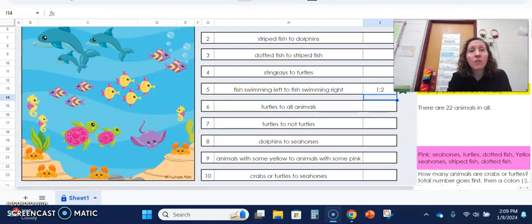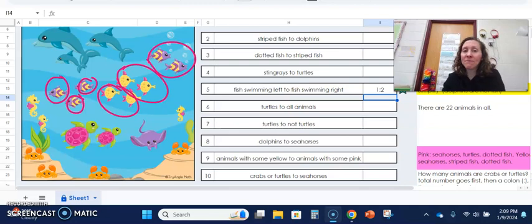And what that also means is for every 1 fish swimming to the left, there are 2 swimming to the right. 1 to the left, 2 to the right, 1 to the left, 2 to the right.